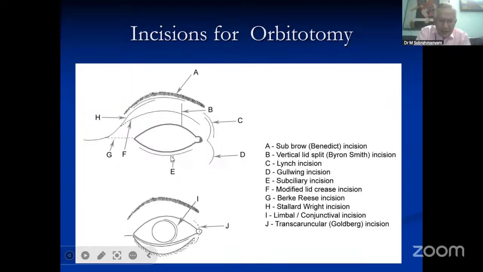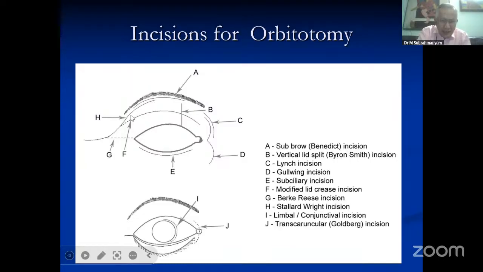E is the subciliary incision in the lower lid for the inferior peripheral surgical space. F is the superior lid crease incision. The superior lid crease incision can be extended as a lateral orbitotomy incision, or if the tumor is present superiorly in the peripheral surgical space, we can do a superior lid crease incision of Harrison.